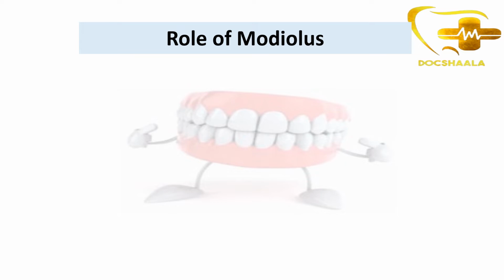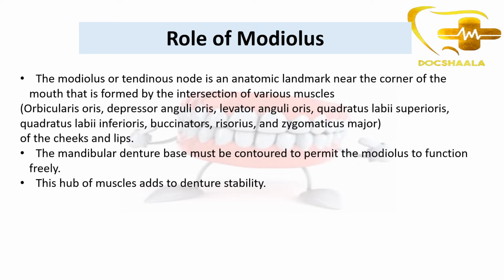Then the role of the modiolus. Do you know what the modiolus is? The modiolus is a tendinous node, an anatomical landmark near the corner of the mouth. We have an Instagram post regarding the modiolus, so if you have any doubt, you can go check our Instagram for this. It is formed by the intersection of various muscles: orbicularis oris, depressor anguli oris, levator anguli oris, quadratus labii superioris, quadratus labii inferioris, buccinator, risorius, and zygomaticus major of the cheeks and lips.